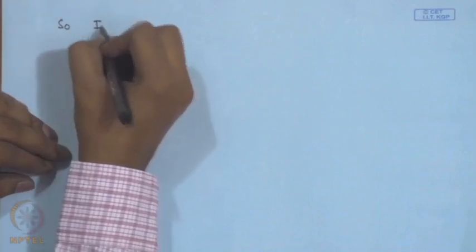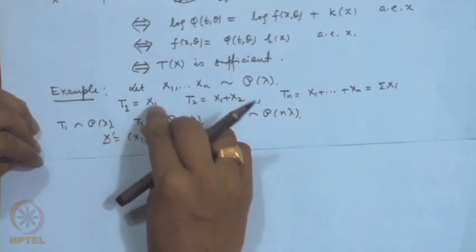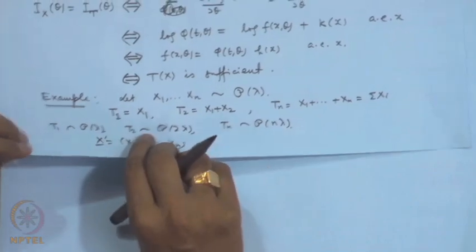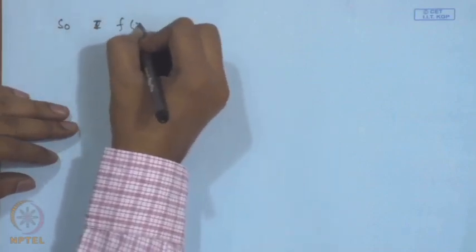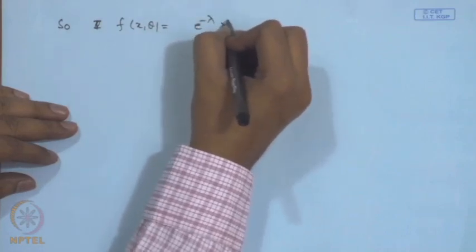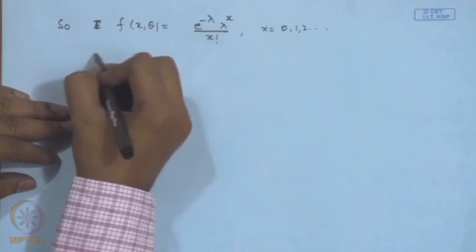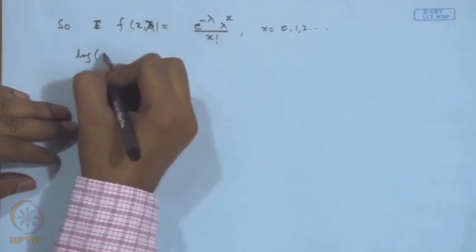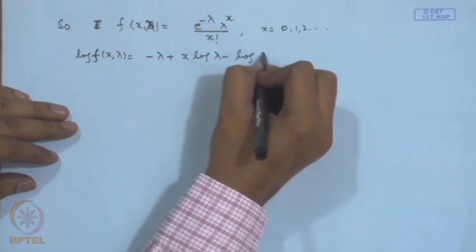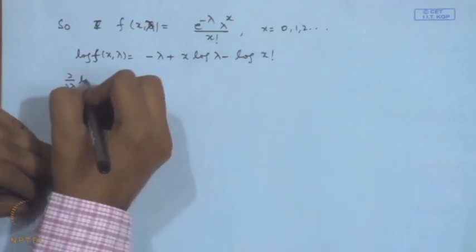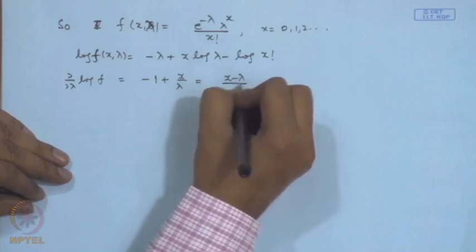Information in one of the x is calculated first. If I calculate the information in x1 and take n times that, information is easily seen to be an additive function. The probability mass function of the Poisson distribution gives log of f(x, lambda) equal to minus lambda plus x log lambda minus log of x factorial. So, del by del lambda of log f is equal to minus 1 plus x by lambda, which we can write as (x minus lambda) by lambda.